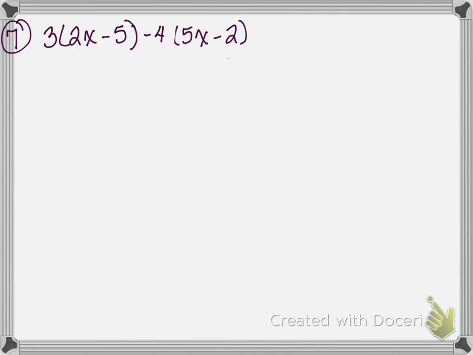Okay. I like this one because we have to distribute a negative. So I do 3 times 2x, that gives me 6x.